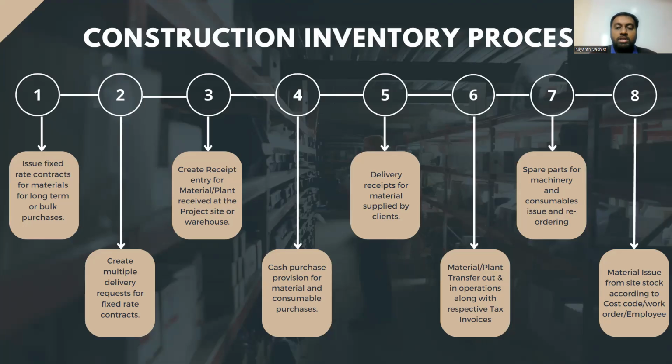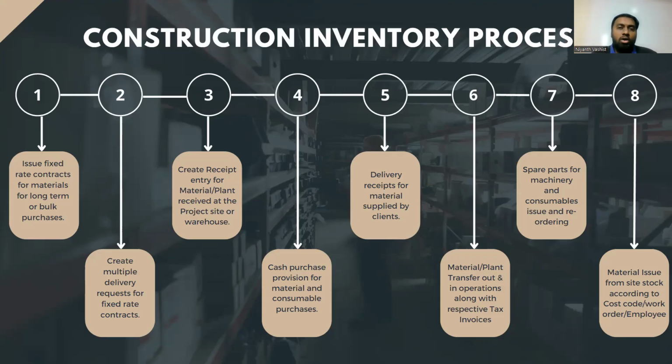The next process will be material plant transfer out and in operations. That means whenever any material is being brought in or gone out from the store, tax invoices have to be raised. One is the delivery challan or the delivery receipt. Second is the entry receipt. Third is MTC, which is manufacturer test certificate. And fourth, and officially the most important one, is your invoice, and that is the tax invoice. Based on the material, the taxes change. Hence, it is important for us to raise a tax invoice for each material. That is something that should be raised once the material is delivered.